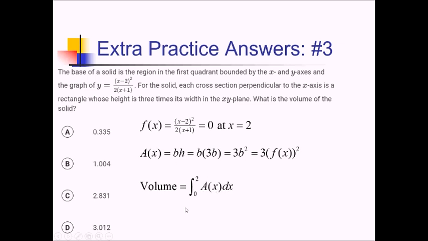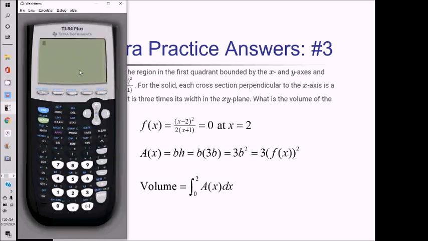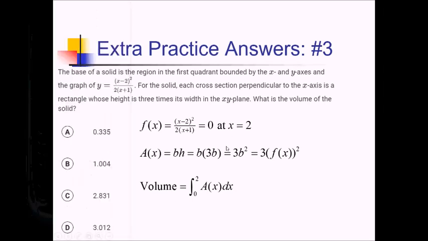Let me do that on the calculator. So for this one, I'm going to go with Math 9 to get my integral. I have 0 to 2 as my limits of integration. And in here, this A of x function is just 3 times f of x squared. I stored f of x as y1, so I can just do 3 alpha trace y1 and then square that. And I'll put an x next to my d there. Press enter. Hope for the best. We got about 3.012. So that's going to be answer choice D.